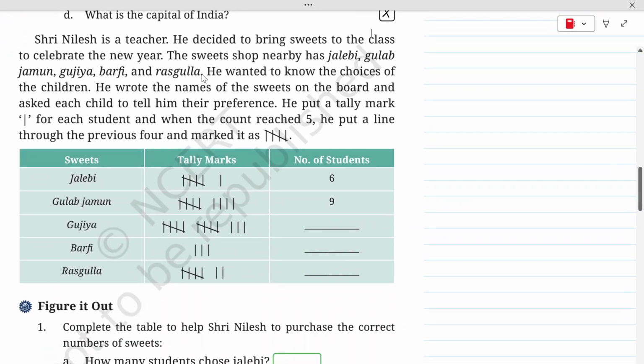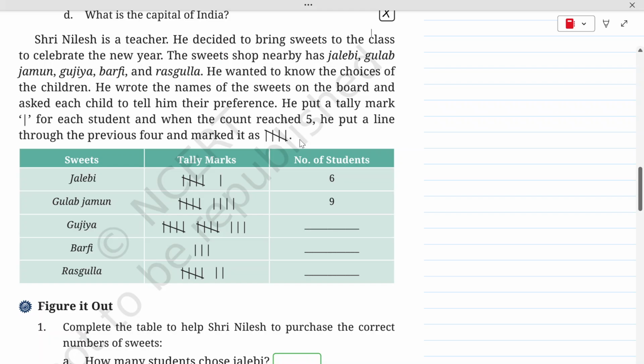Next is, Shri Naresh is a teacher. He decided to bring sweets to the class to celebrate the new year. The sweet shop nearby has jalebi, gulab jamun, gujia, barfi and rasgulla. He wanted to know the choices of the children, and he wrote the name of the sweets on the board and asked each child to tell their preference. Now he put a tally mark for each student, and when the count reached 5, he put a line through the previous 4 and marked it like this.